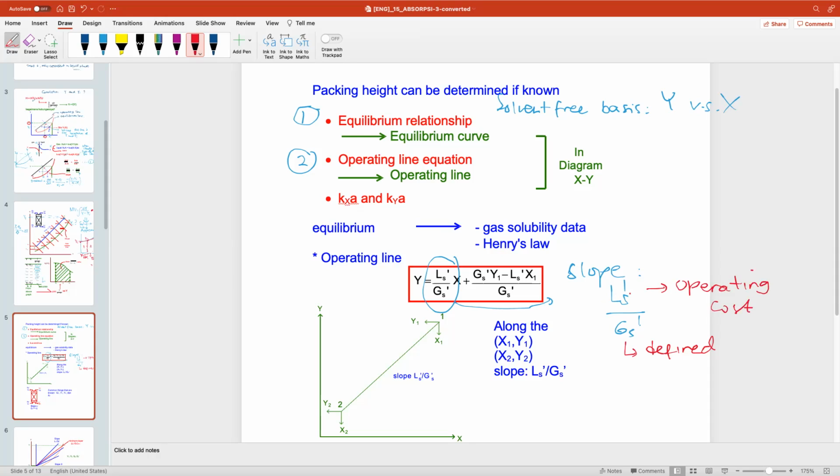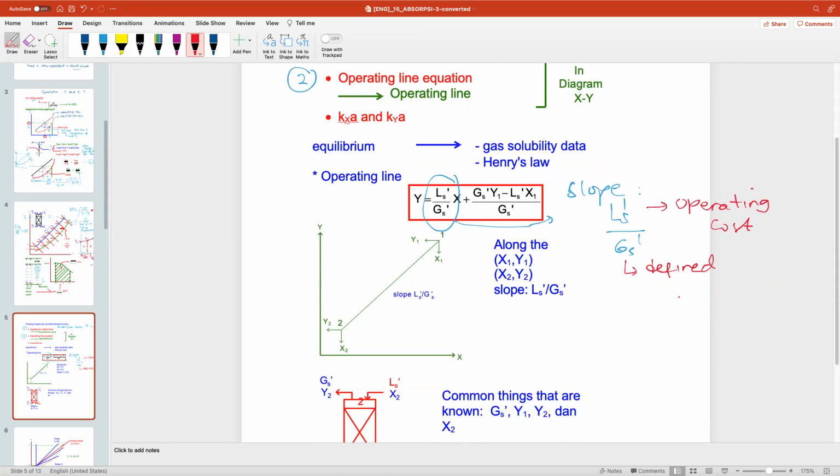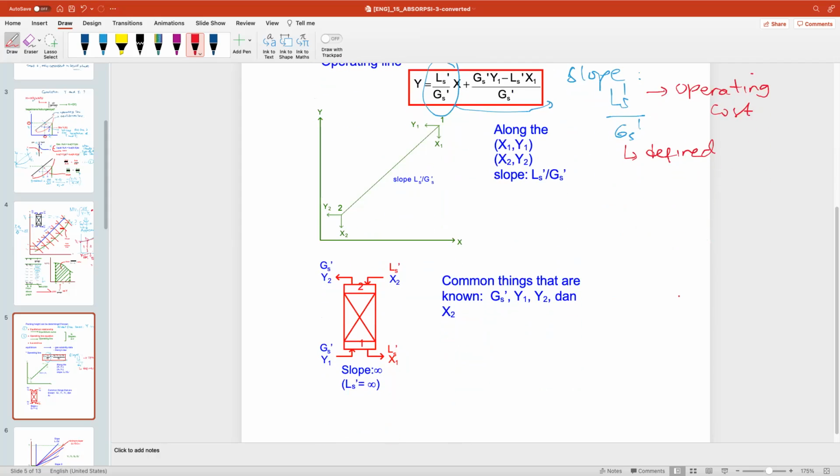Especially if you're looking at the absorber, or maybe another column, the absorber column for many gases, for example MDEA or DEA for a CO2 absorber, it has a cost. It's not as cheap as water. So if you increase your LS, then you're going to increase your operating cost as well.